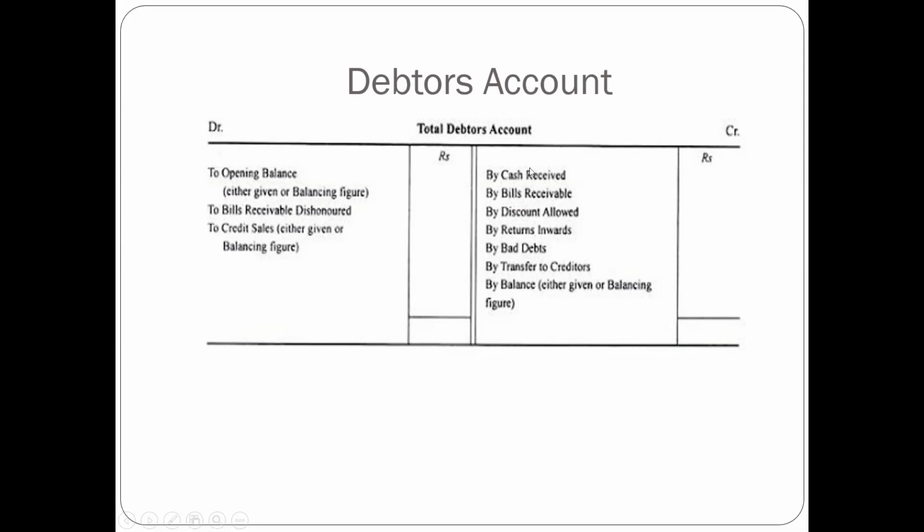Closing, cash received, credit sales will be given. You have to identify the opening, or opening, closing, cash received is given. You have to identify the credit sales. So this account is very informative to identify the missing information. Now let's solve the problem.